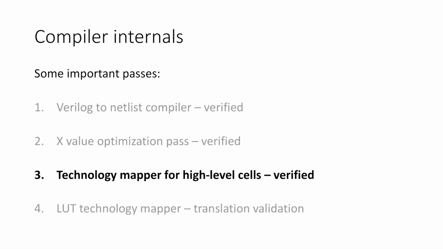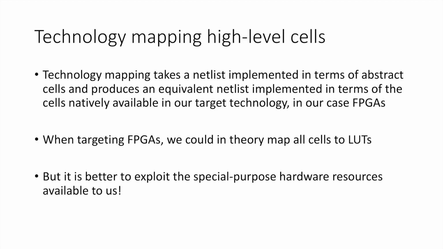Another important task carried out by Lutsig is technology mapping. Technology mapping in Lutsig is split into 2 passes, one pass for high-level cells and one pass for the remaining cells. We first look into the mapping of high-level cells.